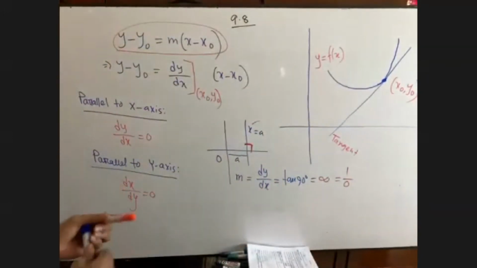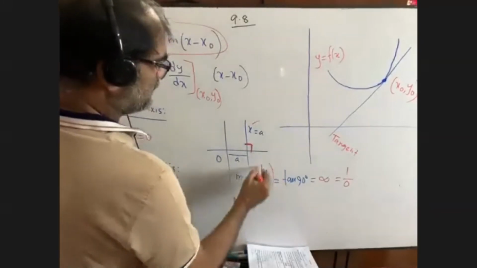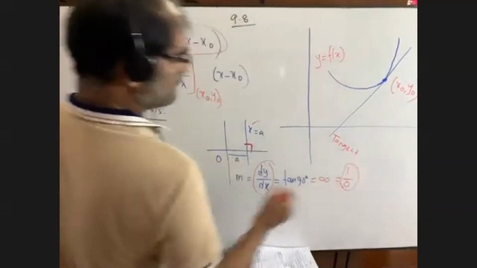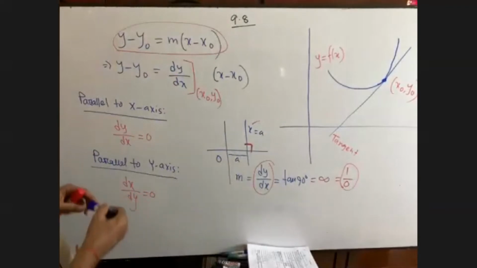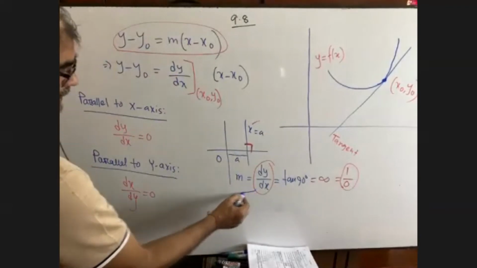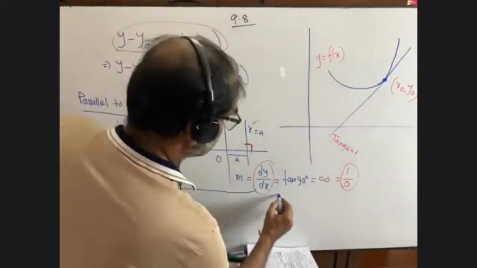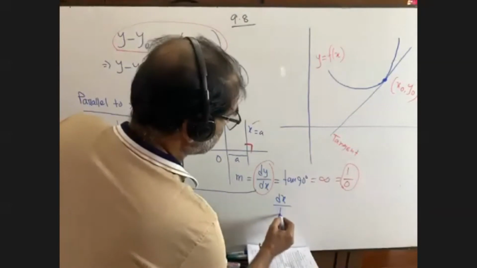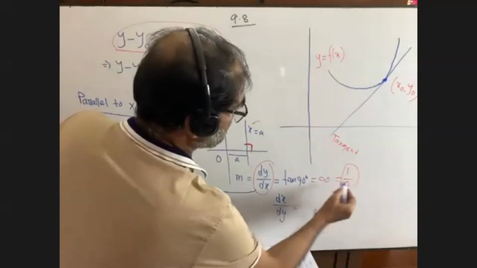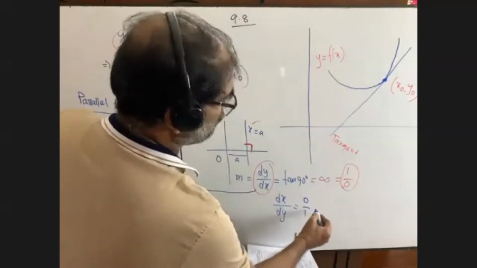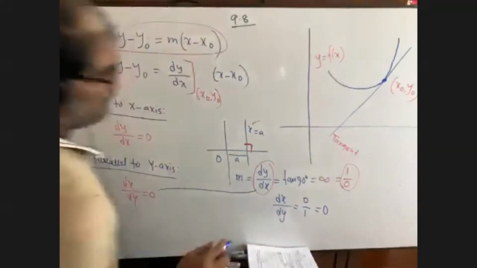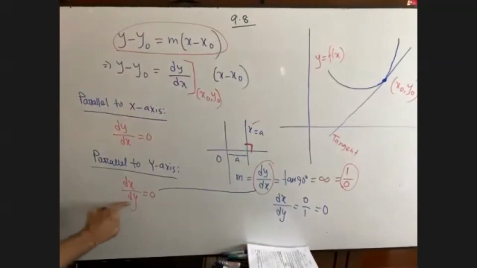Okay. Now, if we inverse, we'll get dx by dy equals 0. Am I right? If we inverse, then we'll get dx by dy. Its inverse is 0 by 1. So 0 by 1 equals 0. So we have got dx by dy equals 0.